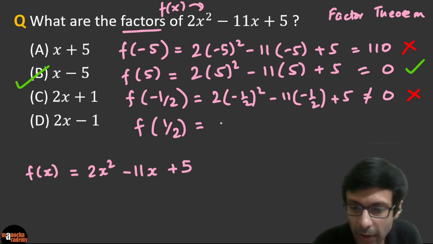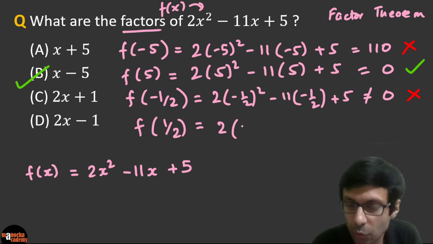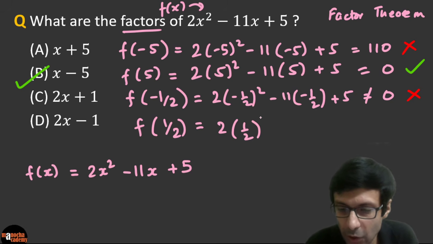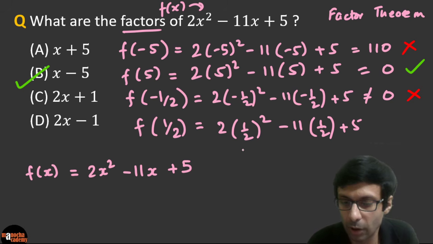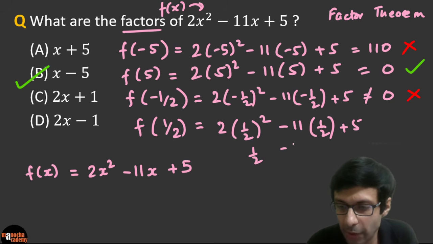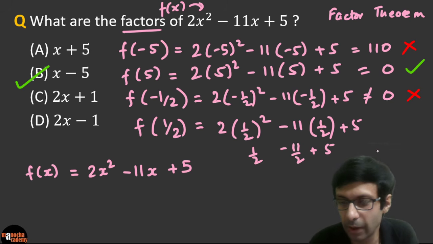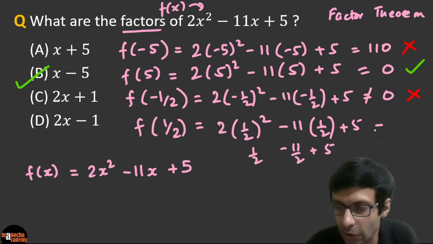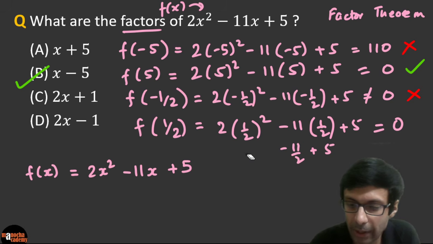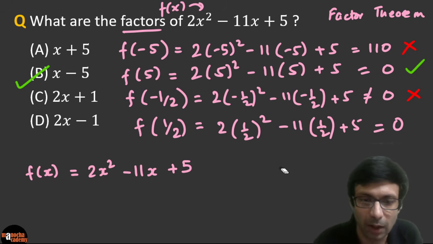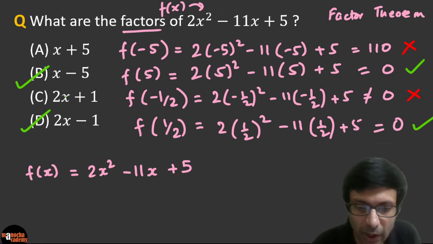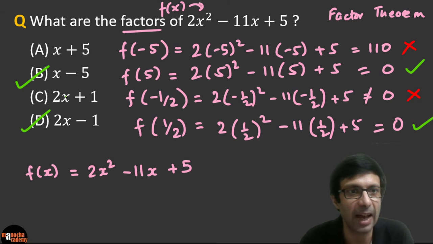And let's go for the last one, right? 2 times half squared, because we don't care about the value. It's whether it's 0 or not, that's what we need to check. So 2 times half squared minus 11 times half, plus 5. And what do we get here? Guys, come on, let's do this. So we are getting half minus 11 by 2 plus 5, and yeah, that's going to turn out to be 0. Okay, so check my calculations. I think I did the right values there, guys. So please check. This is going to be turning out to be B and D.